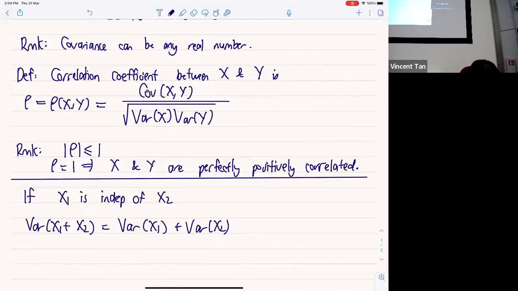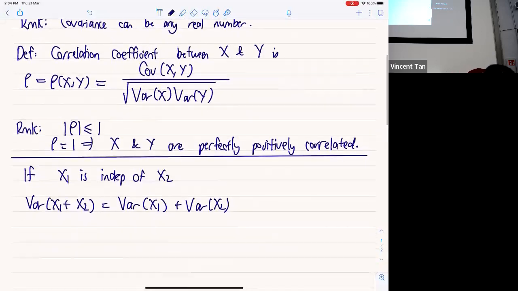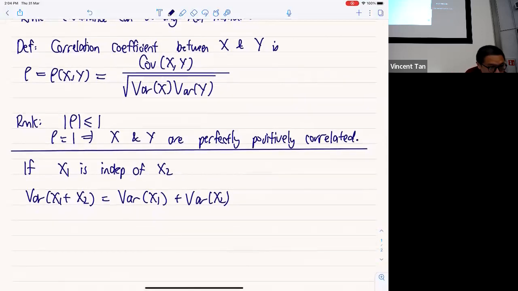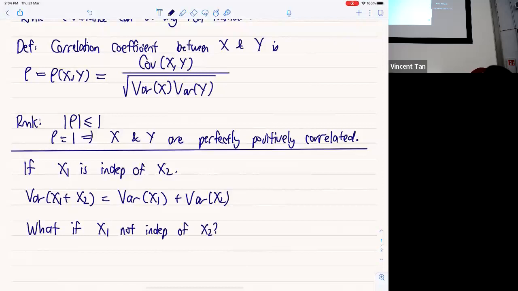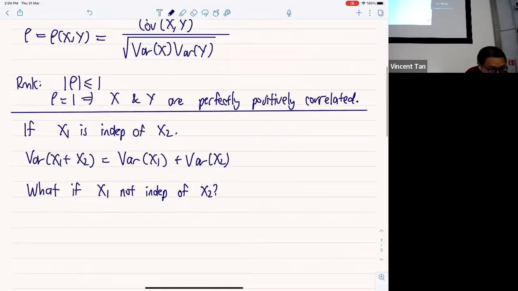So if x1 is independent of x2, then we have this relationship. The variance of the sum is the sum of the variances. Of course, this extends to n random variables. Okay, but let's ask ourselves a question: what if x1 is not independent of x2? Then of course this formula does not hold.